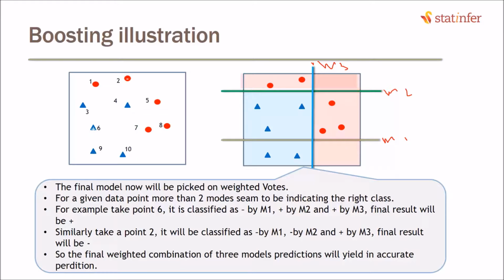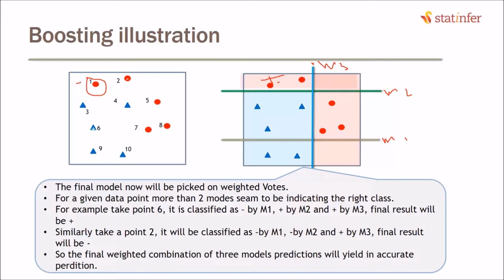If you see, let's say point 1, the actual is plus. M1 is classifying it as plus only. Okay, the actual point here for 1 is minus. M1 is classifying it as plus, so that is wrong.